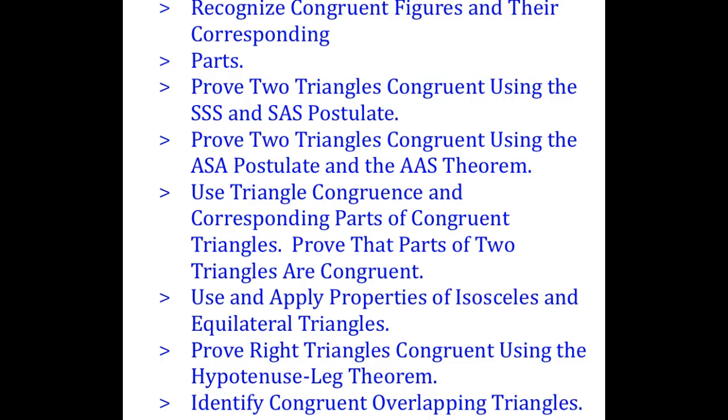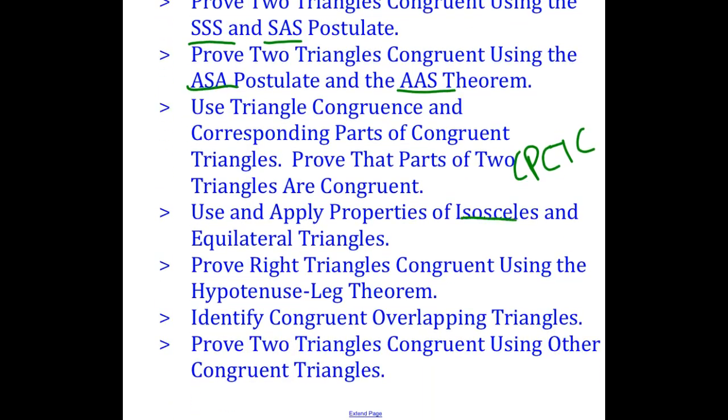We used SSS, SAS, ASA, and AAS. After that, we developed CPCTC, saying that corresponding parts of congruent triangles are congruent. Then we moved on to discuss isosceles and equilateral and a bunch of theorems about those. Eventually, we developed a fifth triangle congruence theorem called the hypotenuse leg. And then we started to talk about overlapping triangles and different things there.